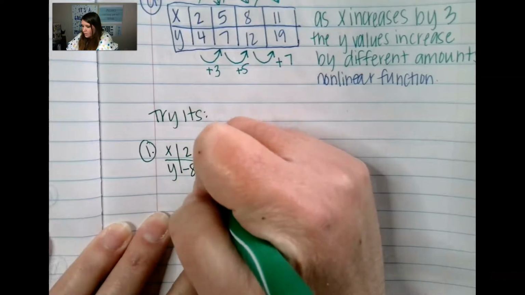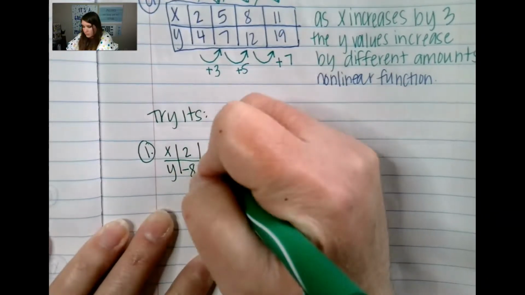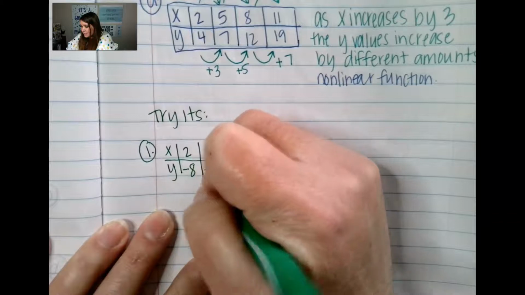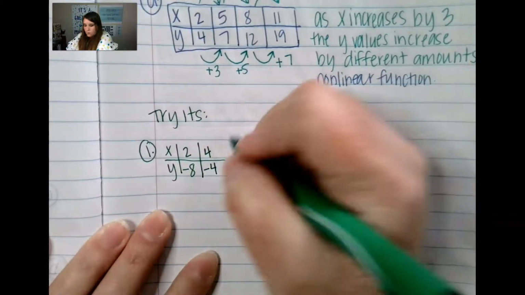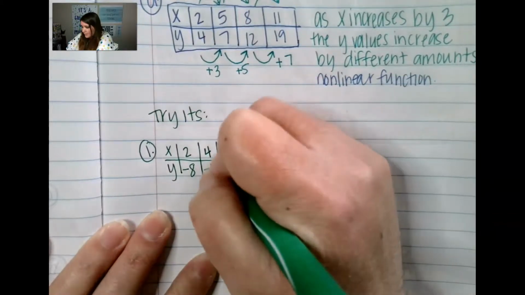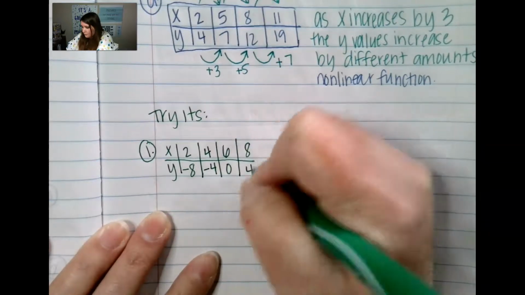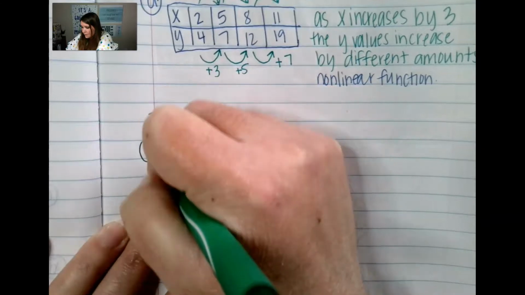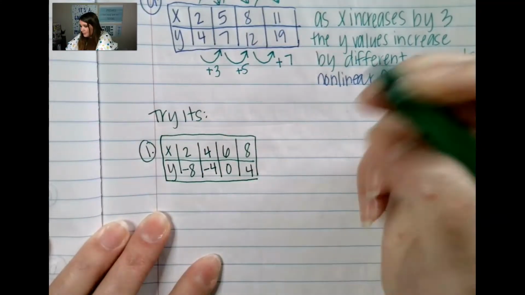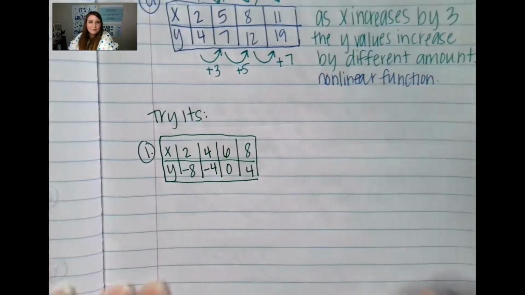I love how your try-its are always harder than the ones we do in the problems. I don't know why they do that to you. 4 and negative 4. 6 and 0. And last but not least, 8 and 4. So they saved the negatives just for you. I know you love that oh so much.